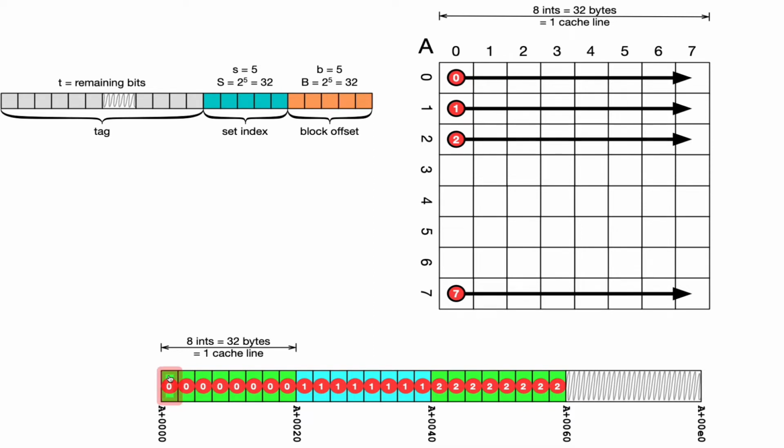That's the wrong way to put it. We paid for the miss here, and that meant that the rest of the accesses to the values in that first row are already going to be in cache. So we get 1 miss followed by 7 hits on that row.